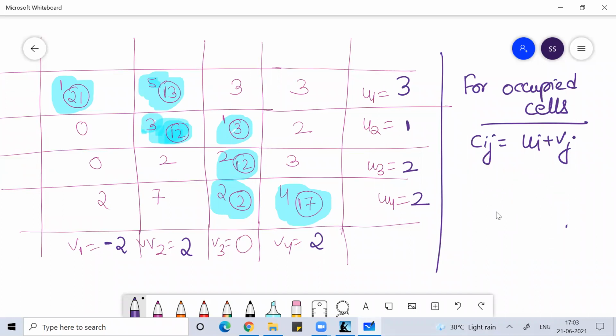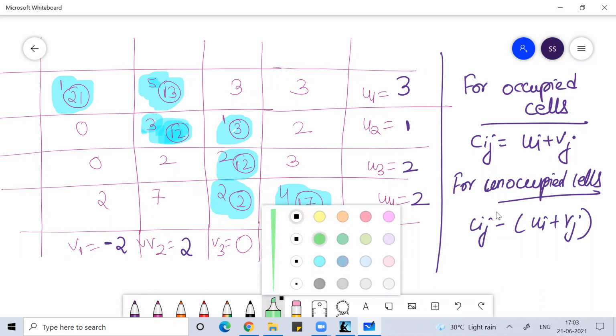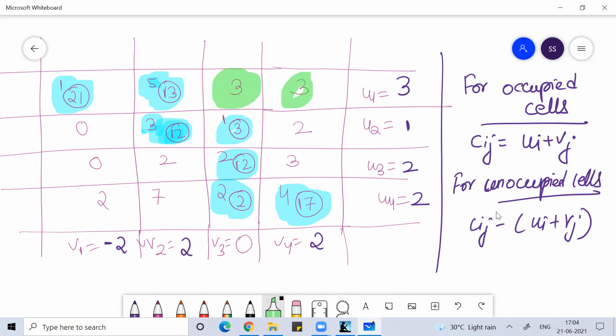Now, by using the occupied cells and the formula Cij is equal to Ui plus Vj, you can find all these values U1, U2, U3, U4, V1, V2, V3, V4. Now for the unoccupied cells, use the formula Cij minus (Ui plus Vj). So you have to use the unoccupied cells, and for unoccupied cells, use this formula.